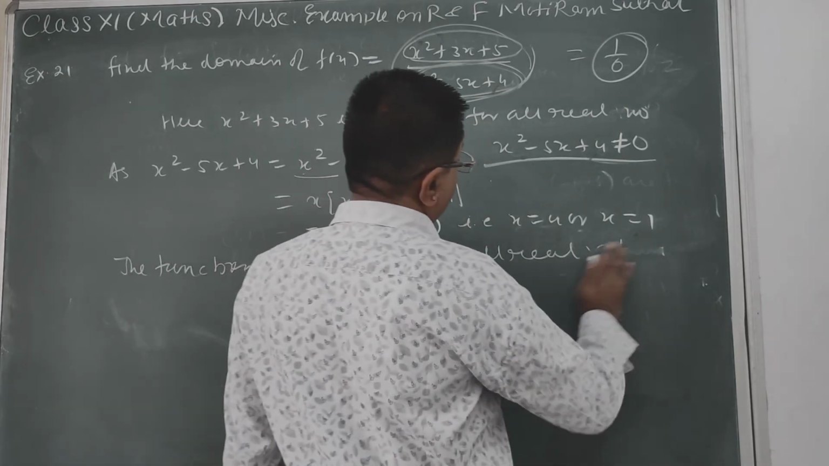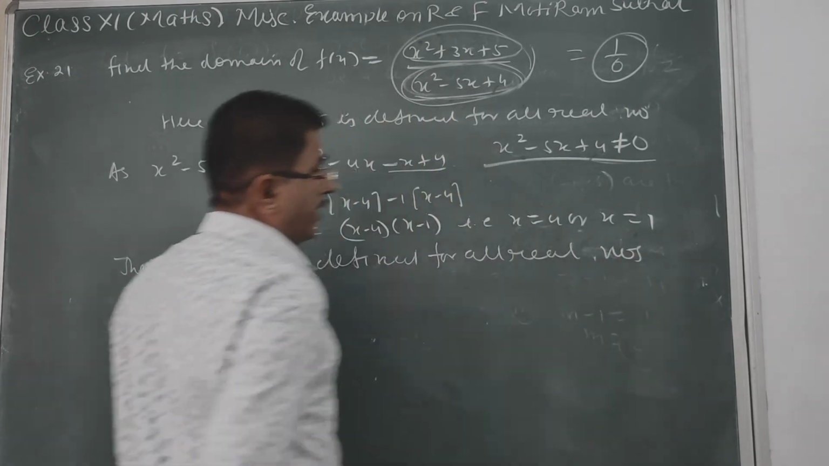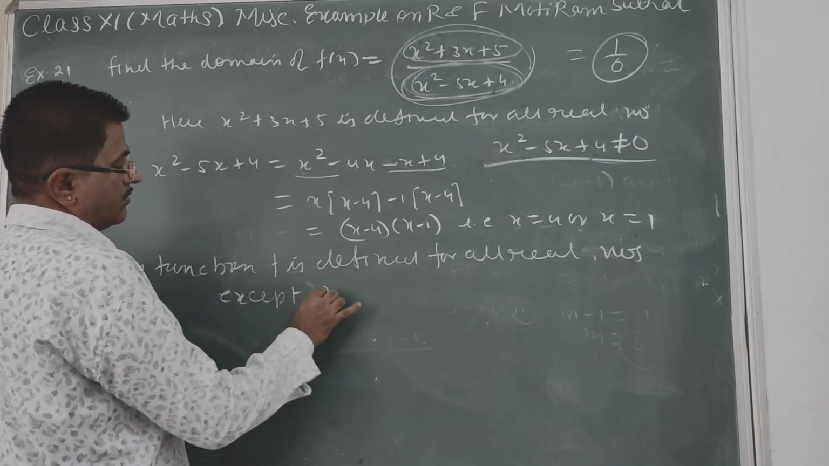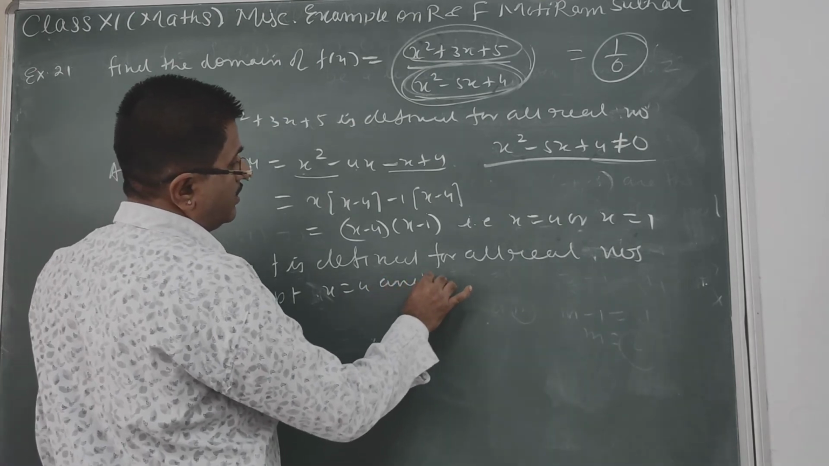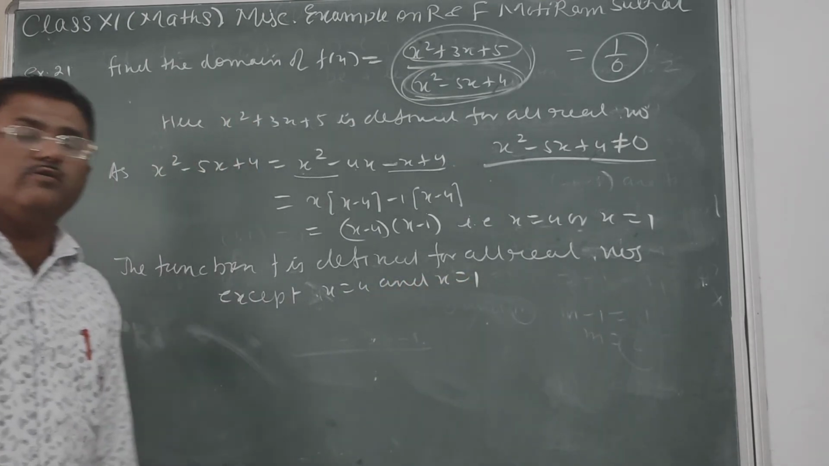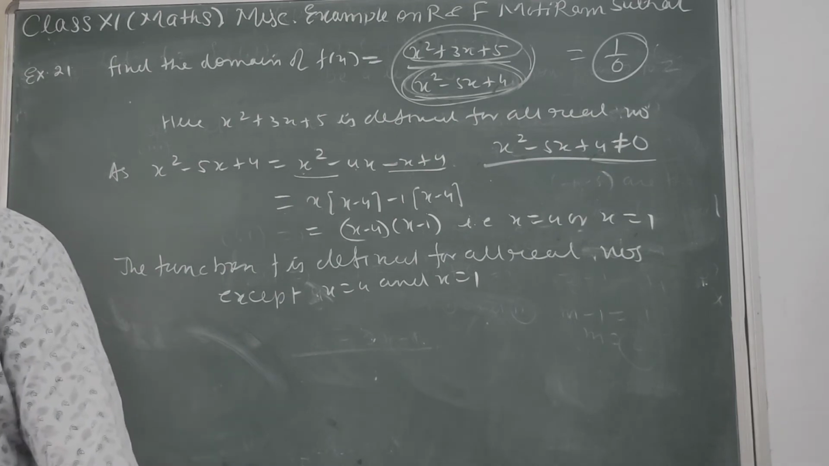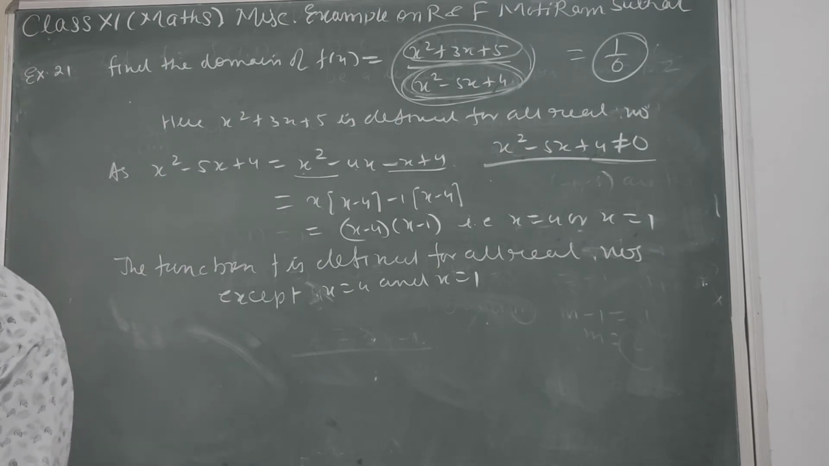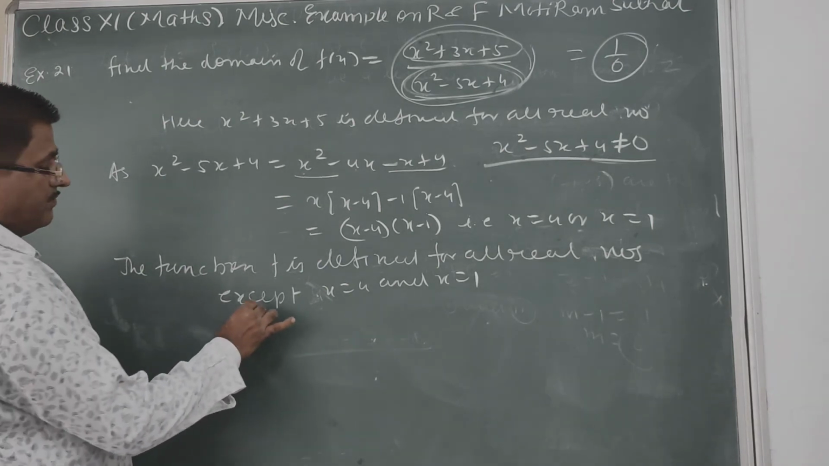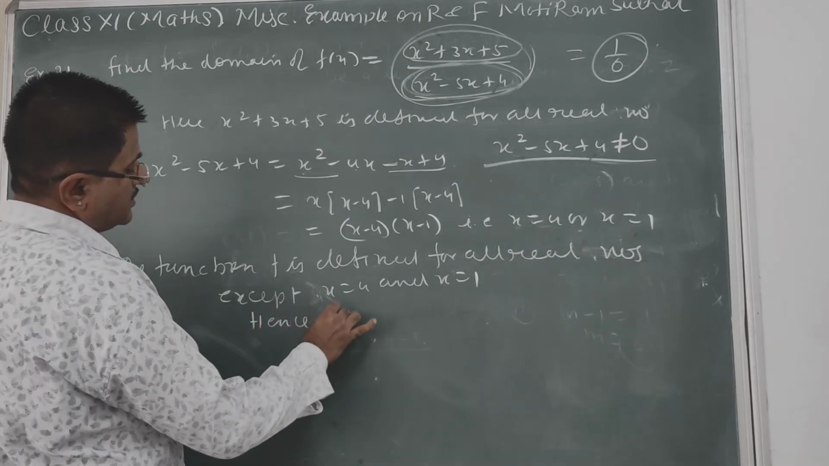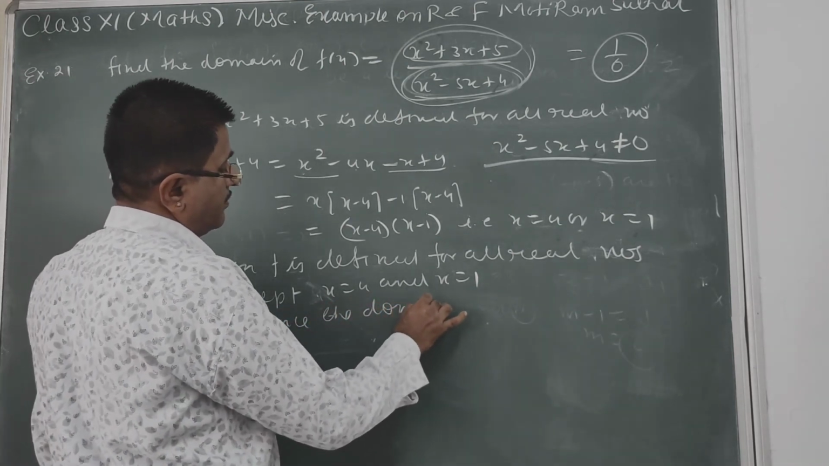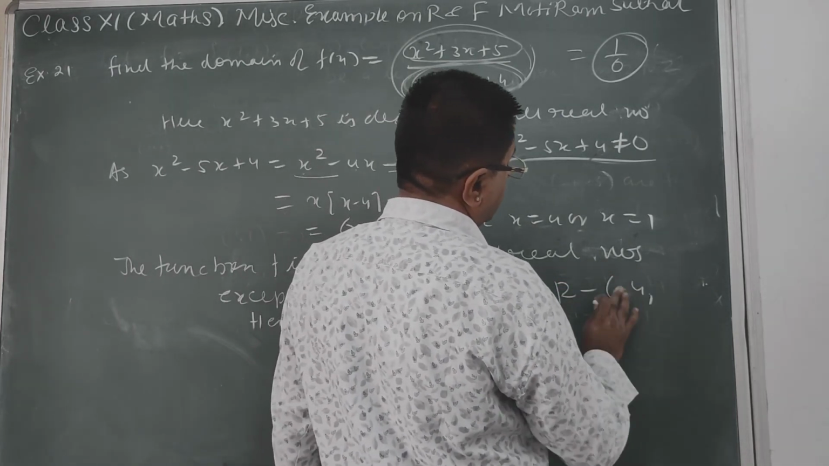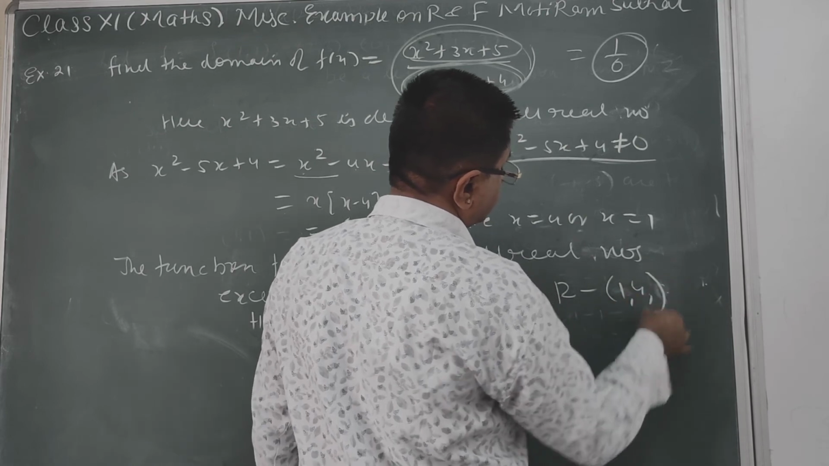ये वैल्यू लिख दीजिए, अभी नंबर लिख दीजिए और कंफ्यूज नहीं. रियल नंबर एक्सेप्ट 4 and 1. इन दो वैल्यू पे फंक्शन डिफाइन नहीं होगा क्योंकि डिनोमिनेटर 0 आ जाएगा which is not defined. It means that the domain of f, the domain क्या हो गया है? The domain of f is all real except 1 and 4.